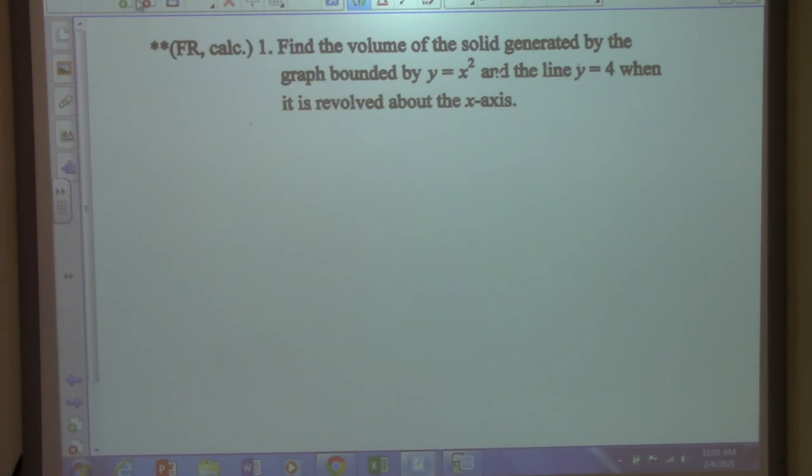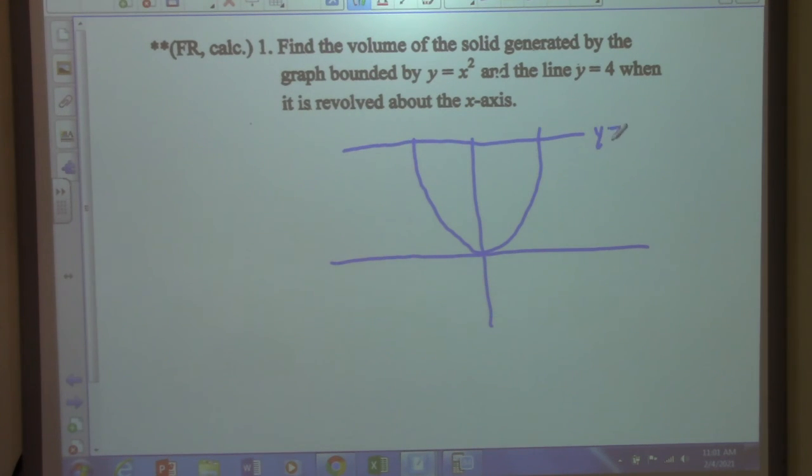Anyway, let's go ahead and look at this. So we have y equals x squared, and the line y equals 4. So here's y equals 4, and we have y equals x squared.